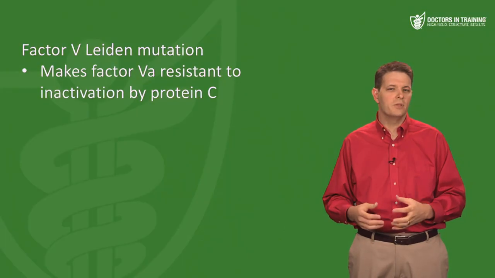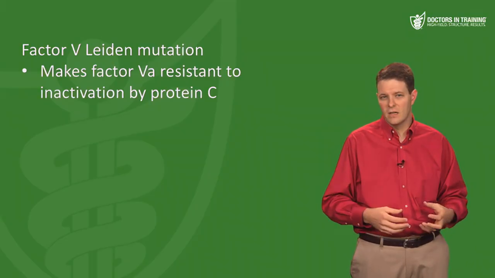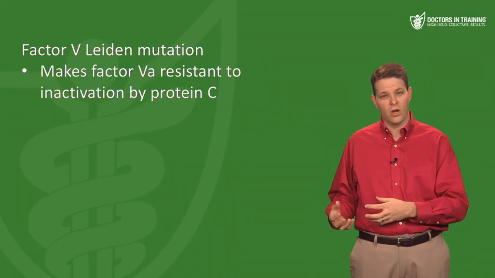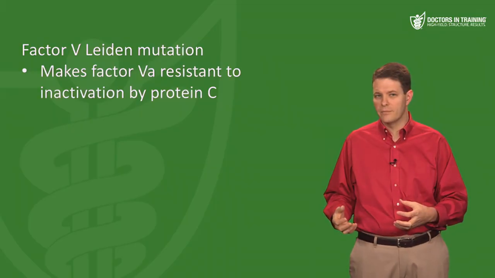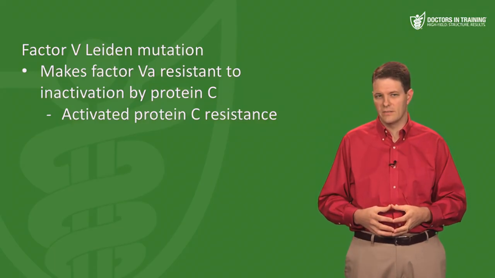The factor V Leiden mutation makes factor Va resistant to inactivation by protein C, so that factor V stays active longer, which leads to more coagulation. This is also sometimes called activated protein C resistance.